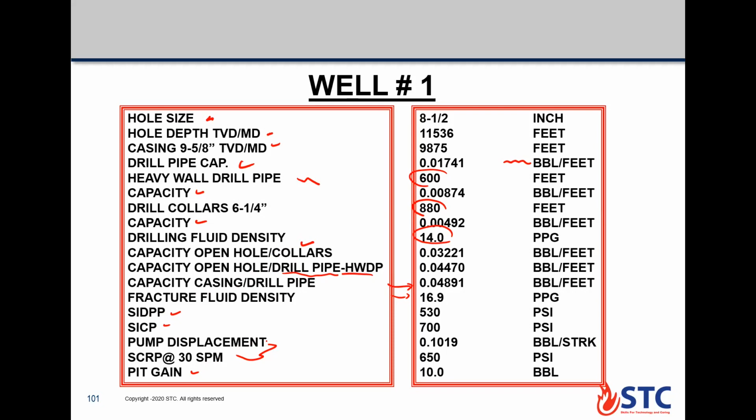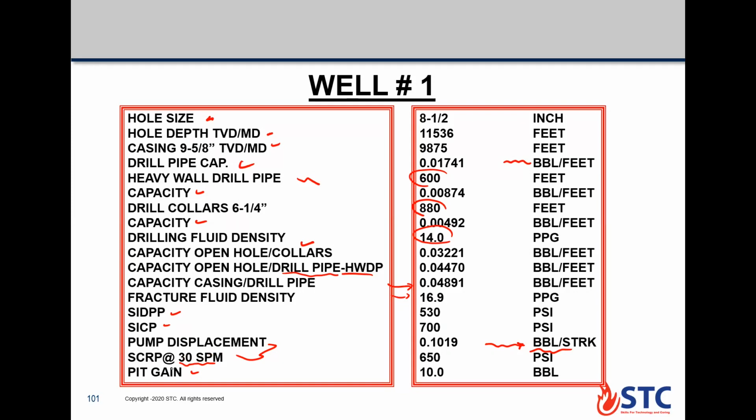So what is the purpose of pump displacement? This one is to convert your volume from barrels into strokes. And what is the purpose of the pump rate, 30 SPM? It is to calculate your time required. So we have number of strokes, and we can divide over the pump rate of 30 strokes per minute, so we can calculate the time in minutes.